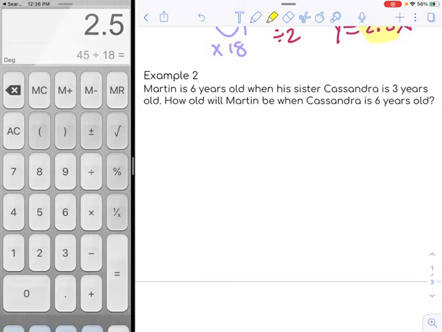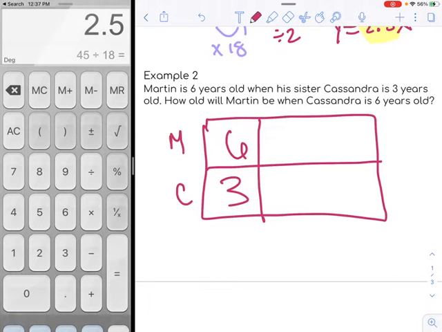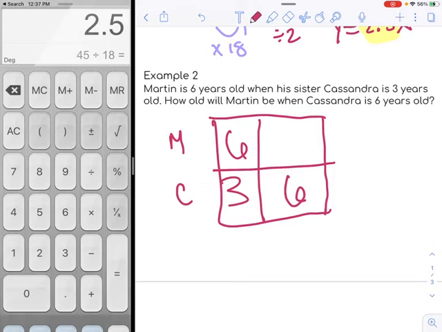All right, example 2. Martin is 6 years old when his sister Cassandra is 3 years old. How old will Martin be when Cassandra is 6? To do this, I want to set up a table again. So Martin and Cassandra. Martin is 6 years old when Cassandra is 3 years old. Now it's saying, what if Cassandra is 6 years old? How old will Martin be?